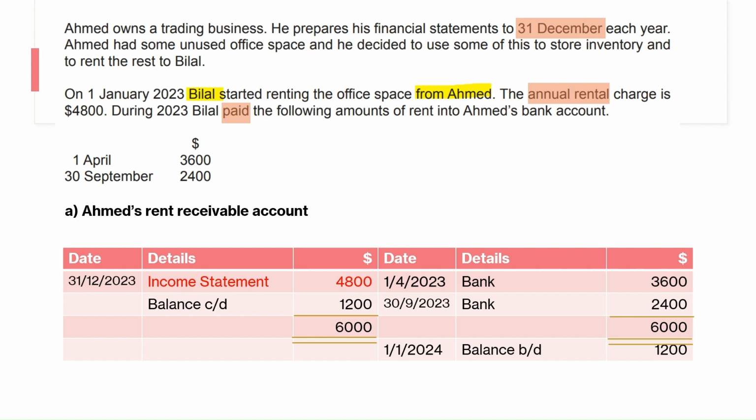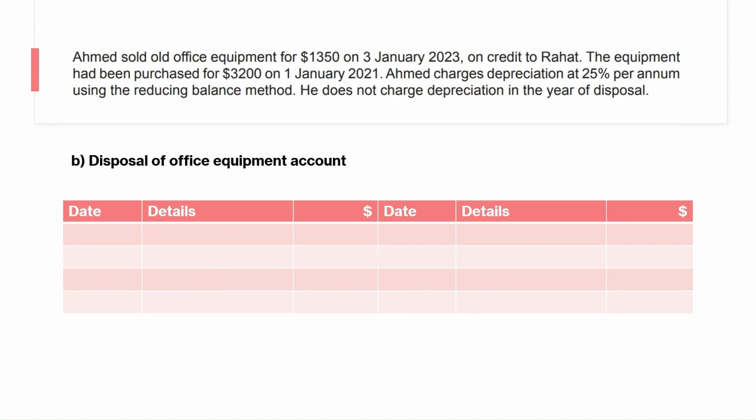So with that, we are done with part A. We can move on to part B. Part B says Ahmed sold old office equipment for 1,350 on 3rd January 2023 on credit to Rahat. The equipment had been purchased for 3,200 on 1st January 2021. Ahmed charges depreciation at 25% per annum using the reducing balance method. He does not charge depreciation in the year of disposal.